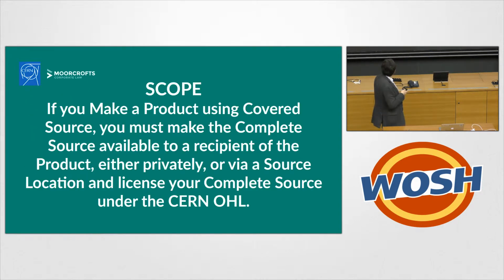So let's talk about scope. Right. So this isn't a quote from the license. This is really just explaining what it does. But the words that have capital letters are defined terms within the license. So the idea is that if you make a product using covered source, you've got to make the complete source available to a recipient of the product, either privately or via a source location, and you've got to license the complete source under the CERN OHL. So the key to that is that these obligations only kick in once there's a recipient of the product.